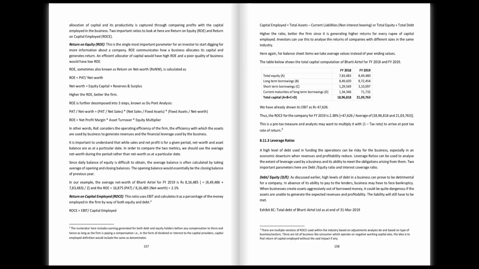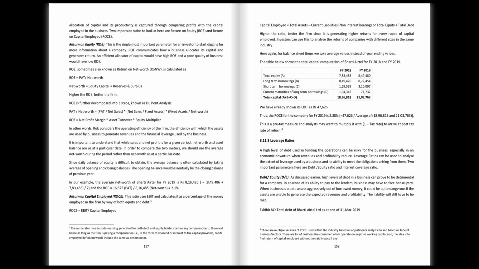ROE is further decomposed into 3 steps known as Dupont analysis. PAT divided by net worth equals PAT divided by net sales multiplied by net sales divided by fixed assets multiplied by fixed assets divided by net worth. ROE equals net profit margin multiplied by asset turnover multiplied by equity multiplier. In other words, ROE considers the operating efficiency of the firm, the efficiency with which the assets are used by the business to generate revenues, and the financial leverage used by the business.